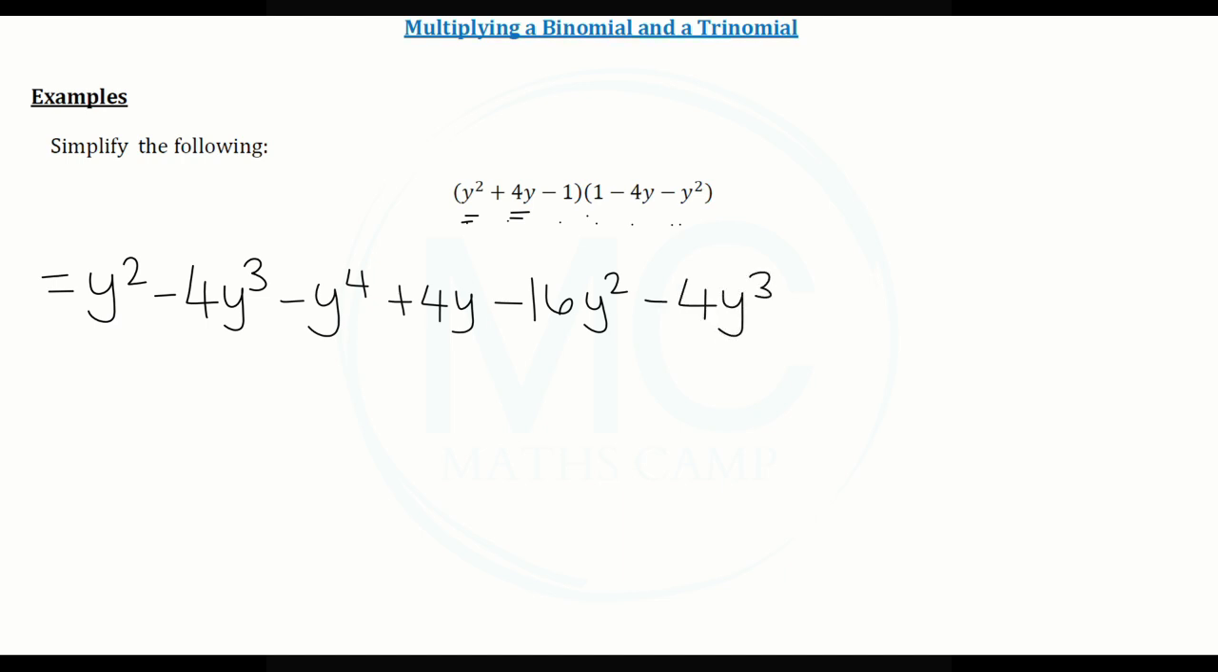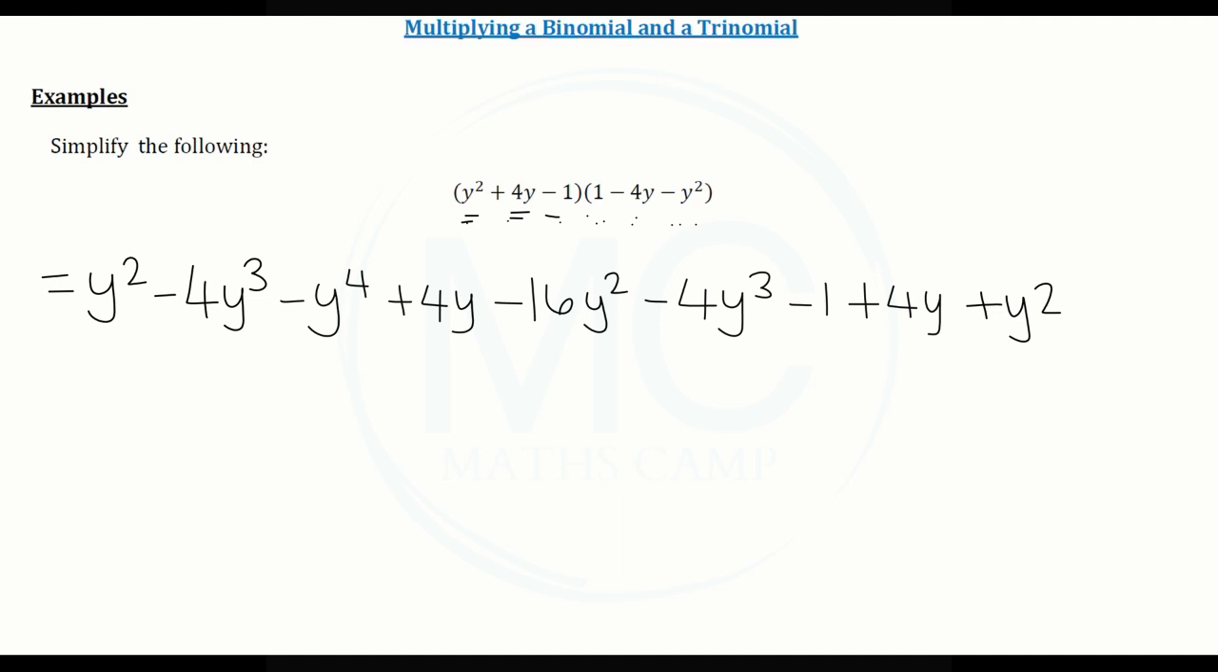Finally, let's multiply negative 1 by these terms in this bracket. Negative 1 multiplied by 1 is negative 1. Negative 1 multiplied by 4y gives us positive 4y. And negative 1 multiplied by negative y squared gives us positive y squared.